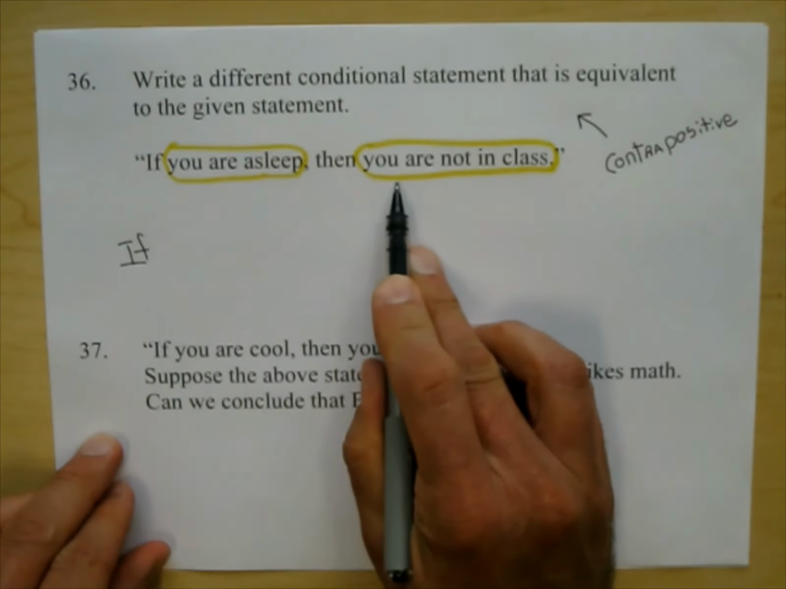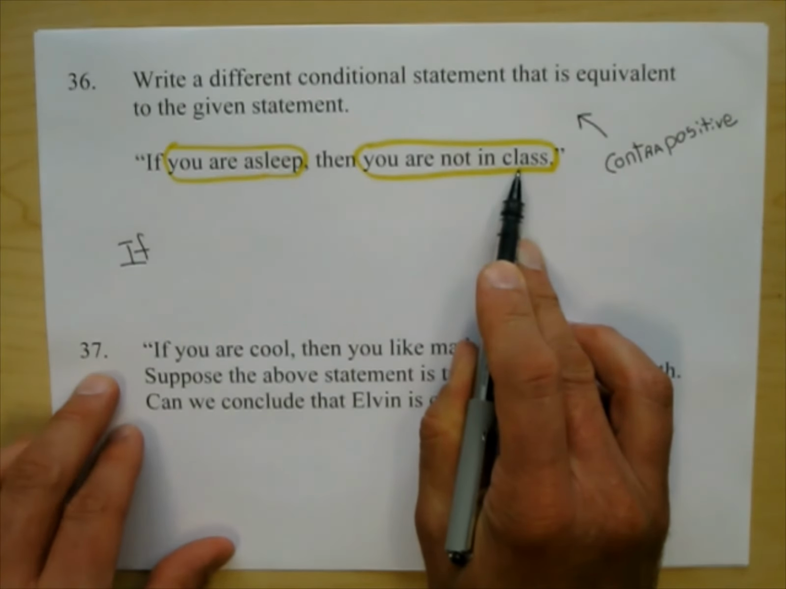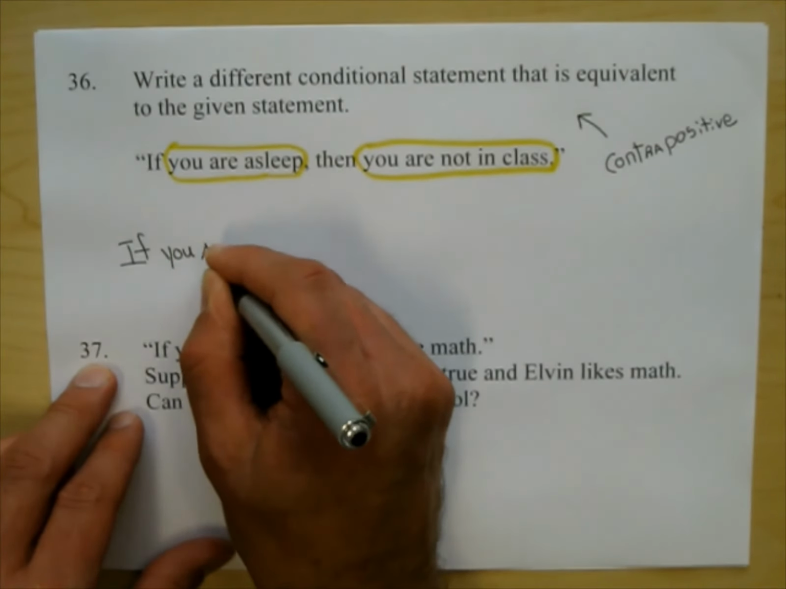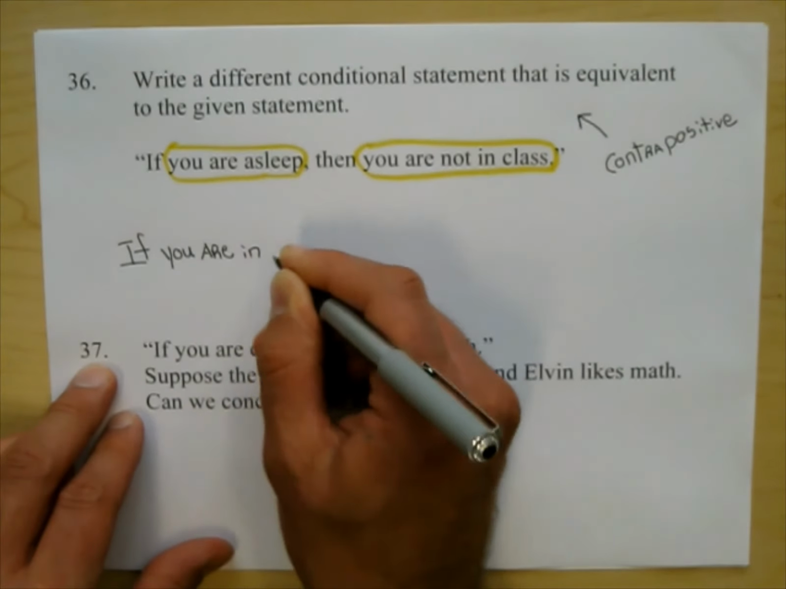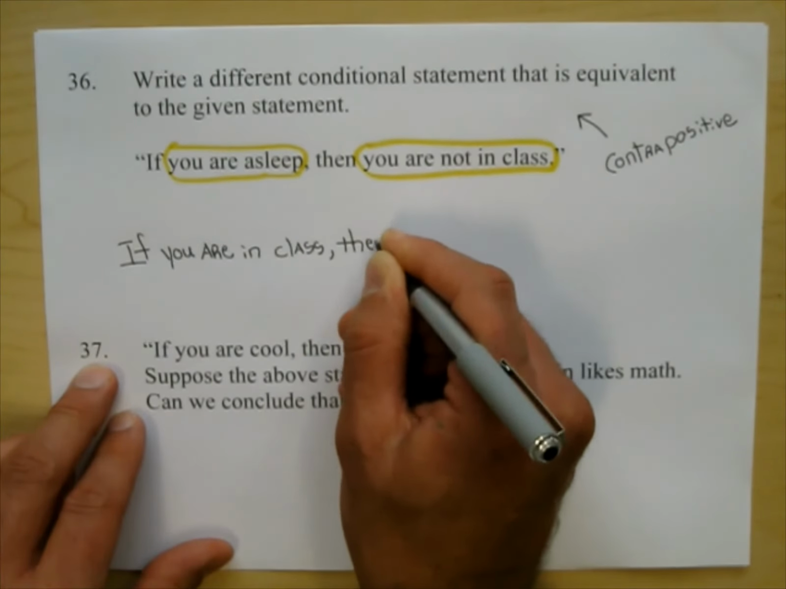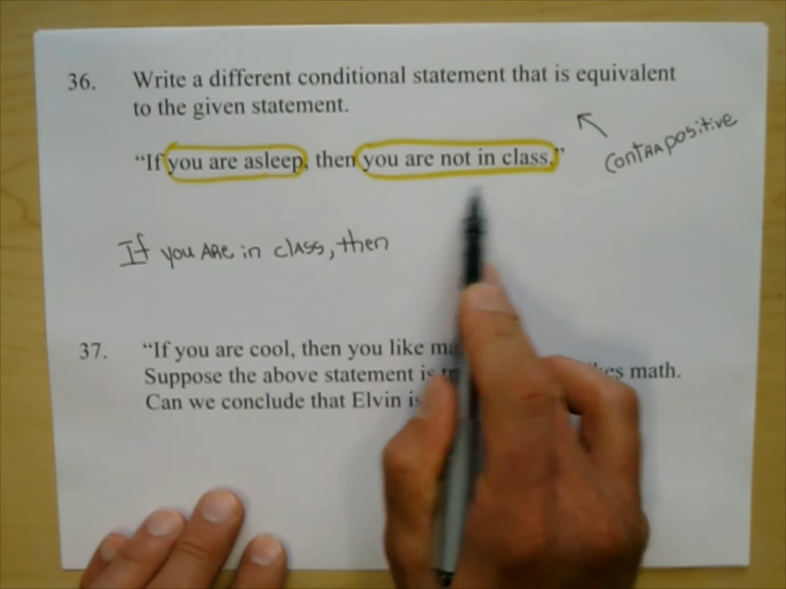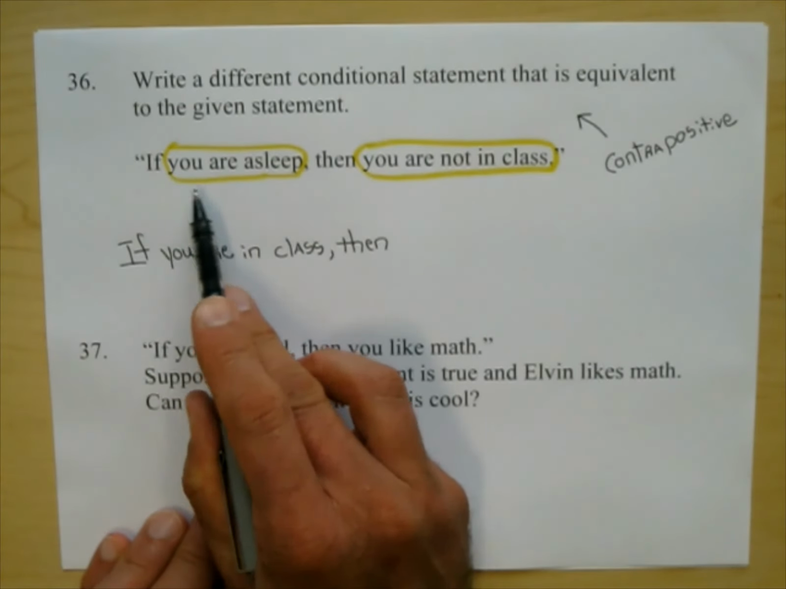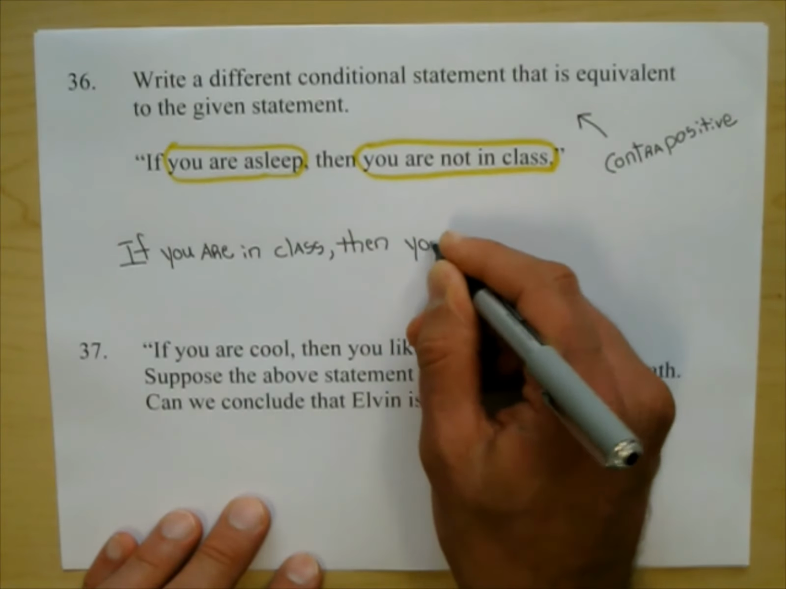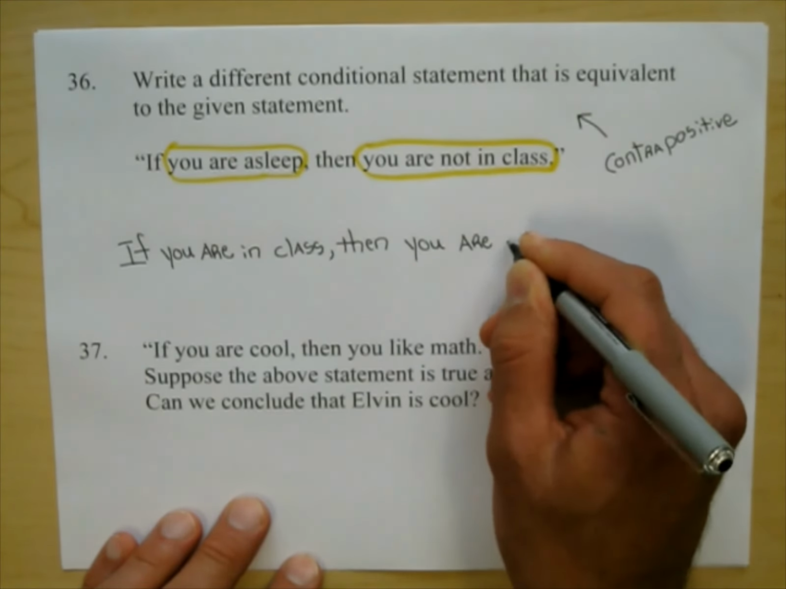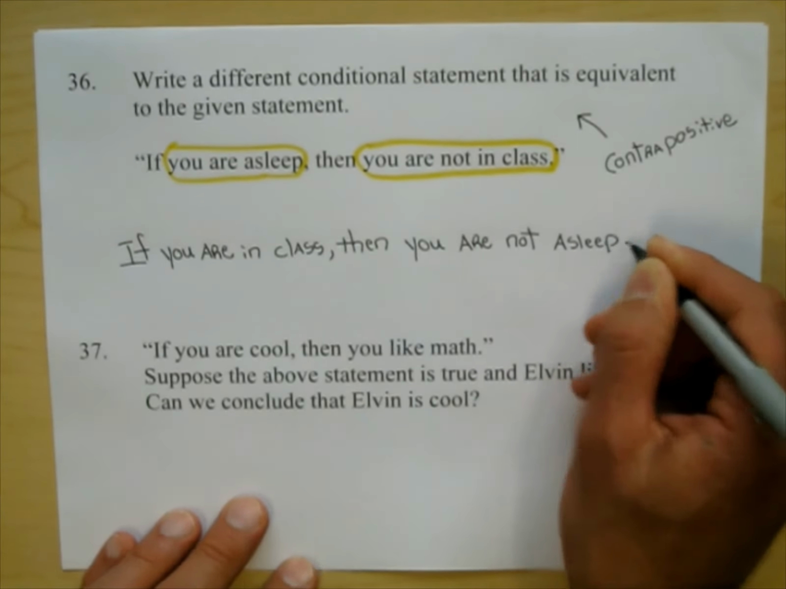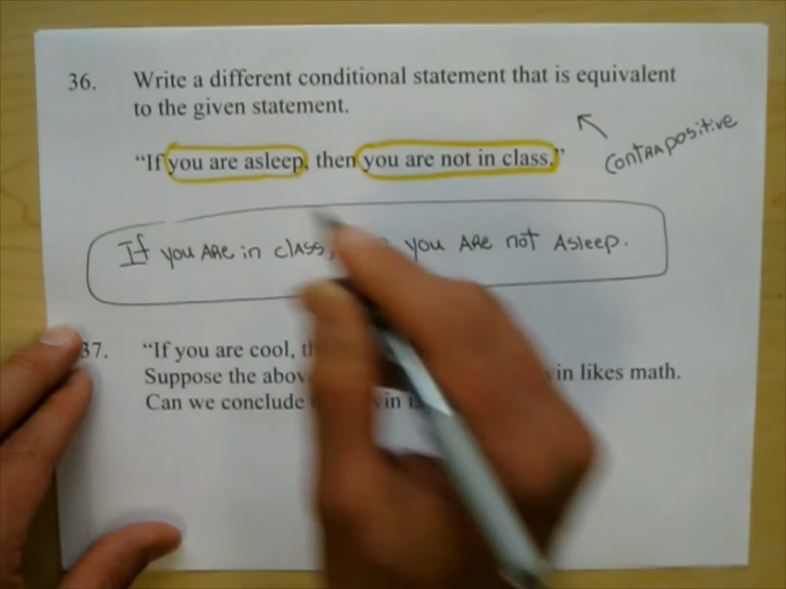So if we go over here, you are not in class. So we're going to say if you are in class, comma, then, okay, so we've done the swap and negate on that one, and we're going to do swap and negate on this one. You are asleep, so the negate of that is you are not asleep. And that's the contrapositive, which means the same as the original statement.